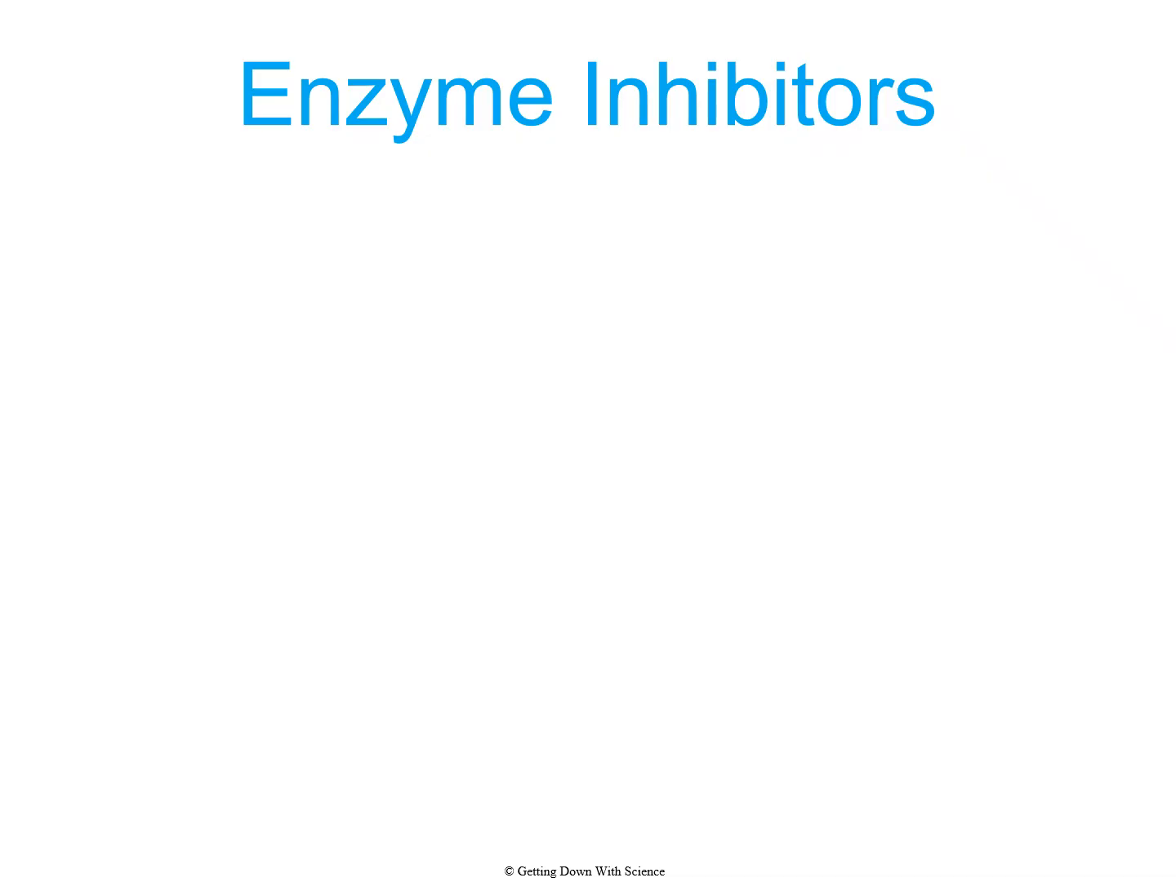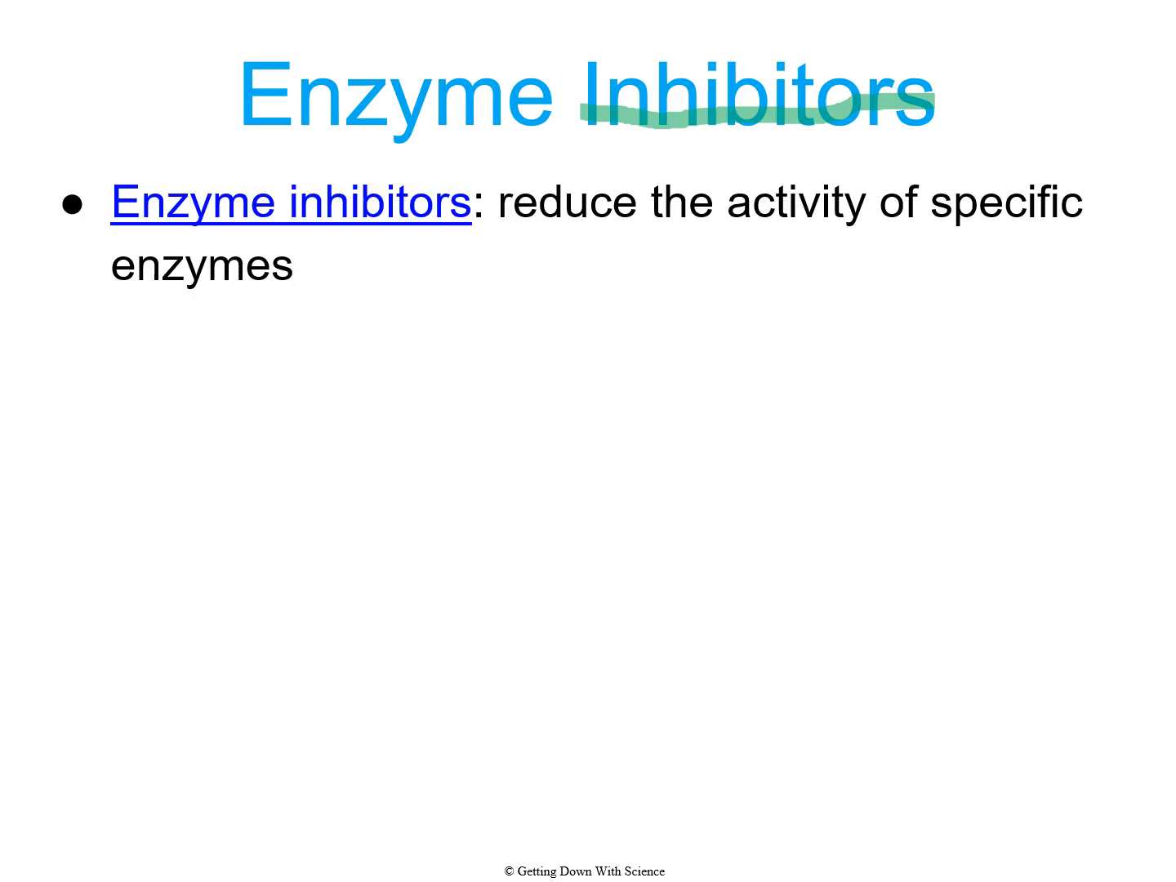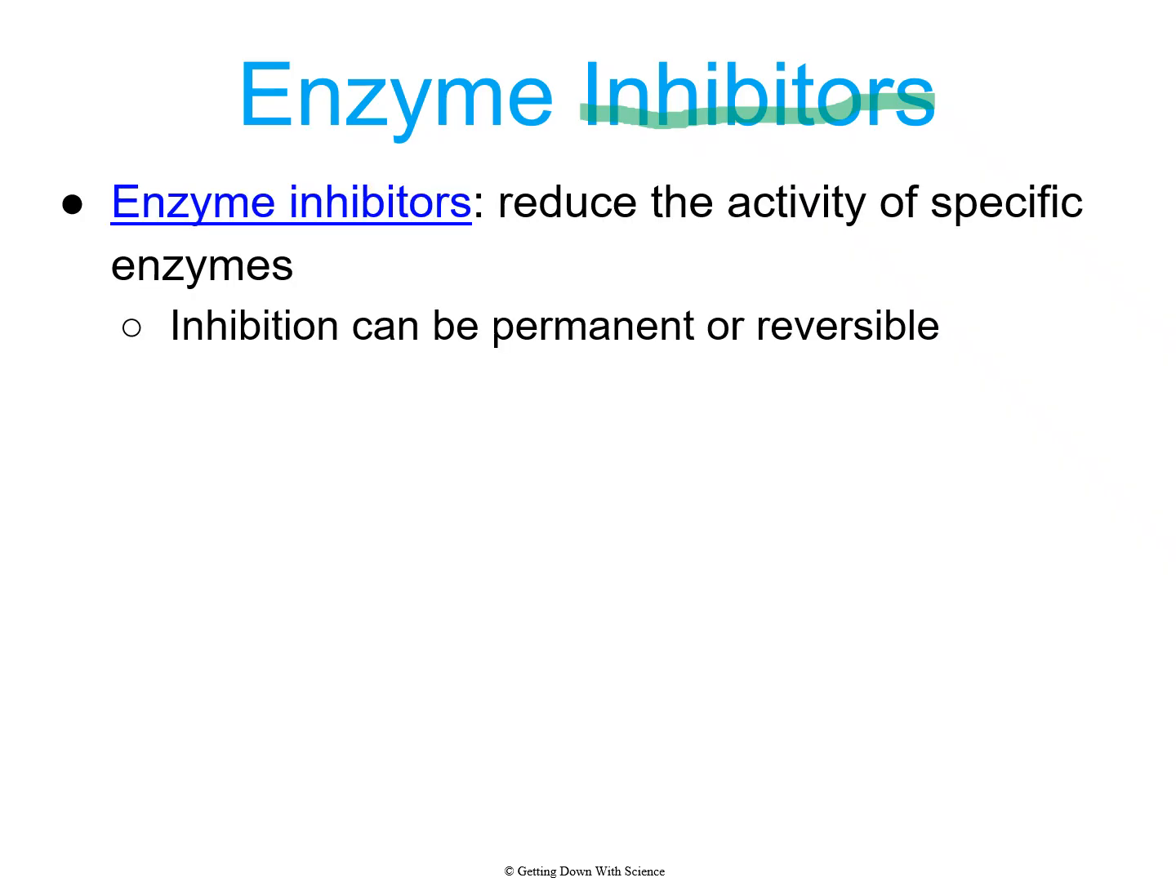All right, enzyme inhibitors. Now, there are some other molecules or other chemicals that can pretty much prevent enzymes from working. So they inhibit. This word inhibit means to prevent. So they're inhibiting enzymes from doing their job. And how do they do this? They pretty much could compete with the enzymes for the active site. So enzyme inhibitors primarily reduce the activity of a specific enzyme.